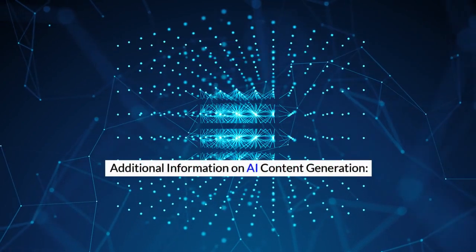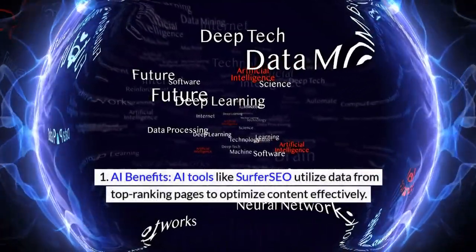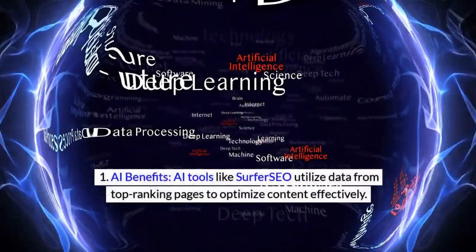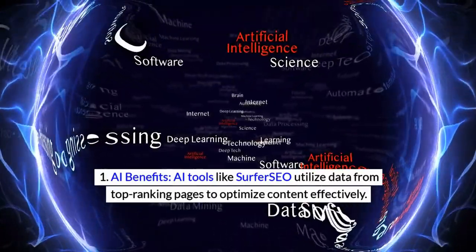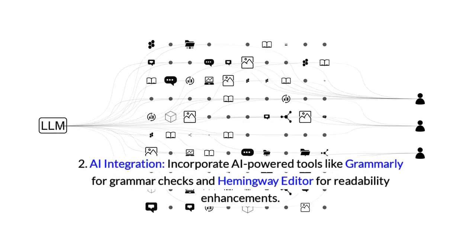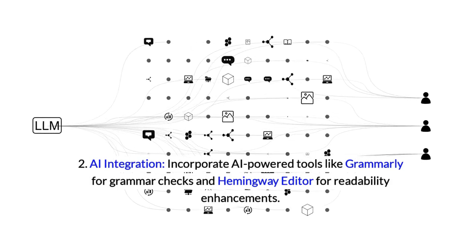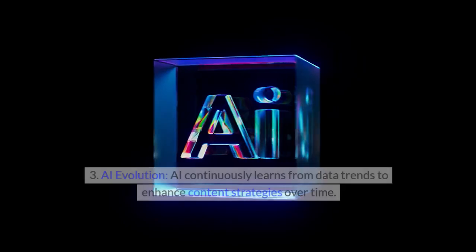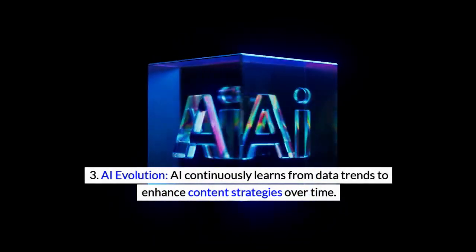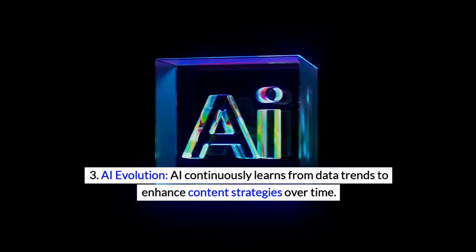Additional information on AI content generation. 1. AI benefits. AI tools like Surfer SEO utilize data from top ranking pages to optimize content effectively. 2. AI integration. Incorporate AI-powered tools like Grammarly for grammar checks and Hemingway Editor for readability enhancements. 3. AI evolution. AI continuously learns from data trends to enhance content strategies over time.